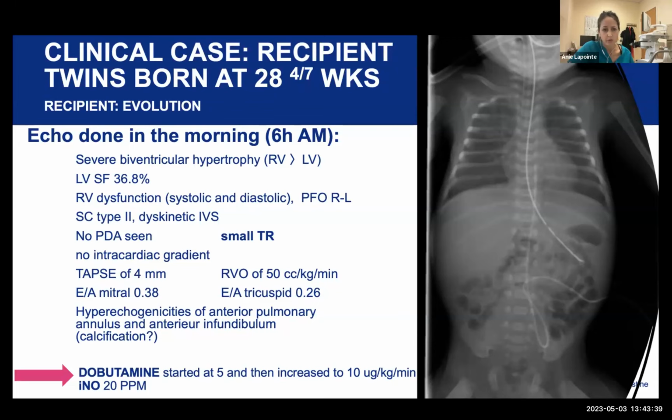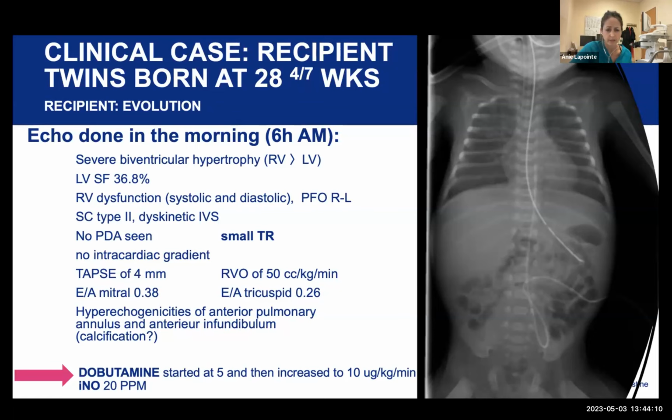No PDA was seen. A small TR was noticed, probably reflecting the right ventricle dysfunction. No intraventricular gradient. Type C was decreased at 4. Right ventricular output was also decreased at 50, which is low. E/A ratio of both ventricles was decreased, and calcification of the anterior pulmonary annulus in the anterior infundibulum was described.